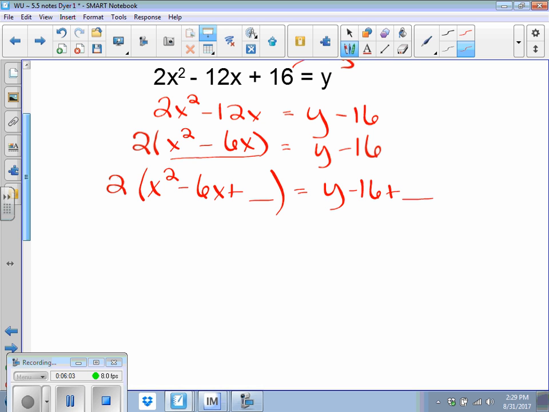So 6 divided by 2 is 3, squared is 9. This is a little bit different. We added 9 inside those parentheses. In order for the left side to stay equal to the right side, we have to add an equivalent value to the right-hand side. How many did I actually add to the left-hand side? 18. Why?